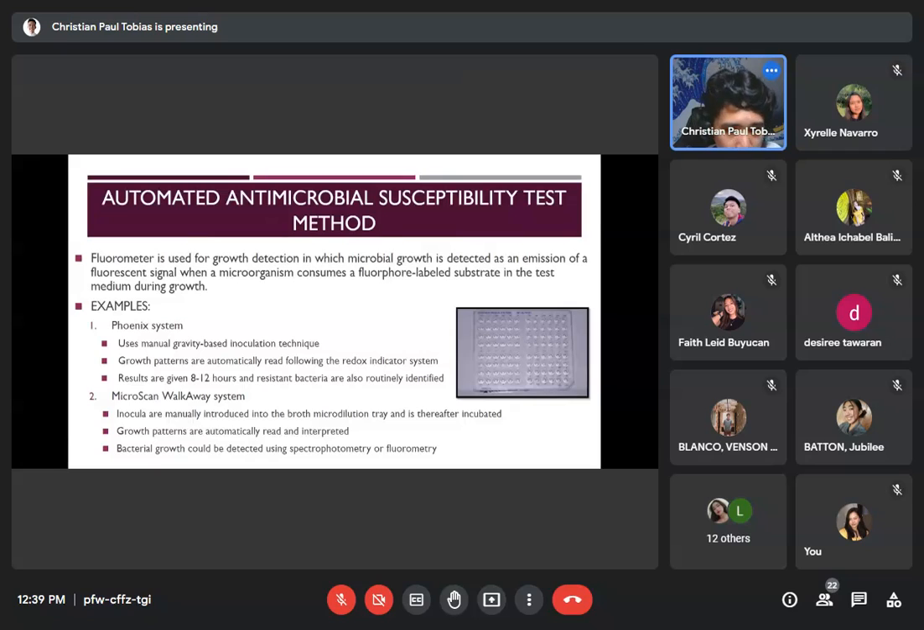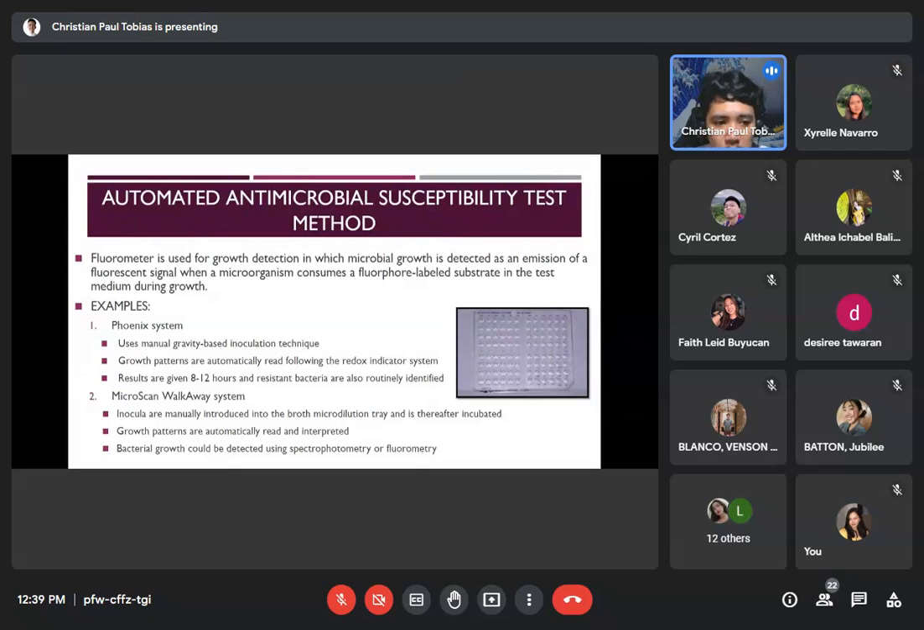Yung 96 plate, may sarili silang plate. Okay, the microdilution tray. Then, i-incubate mo siya. Ang gagawin mo lang naman dyan, ilalagay mo yung, di ba, you have prepared na your inoculum, ilalagay mo dyan, your McFarland, okay, yung concentration of antibiotics, then ipapakain mo lang sa machine. Then, siya na yung bahala.